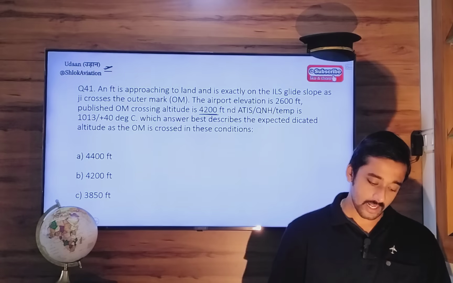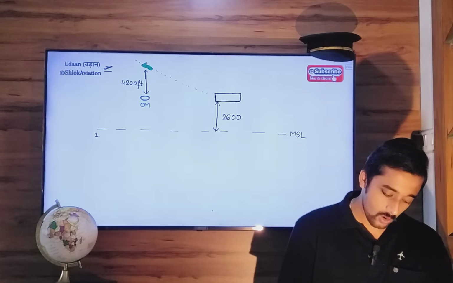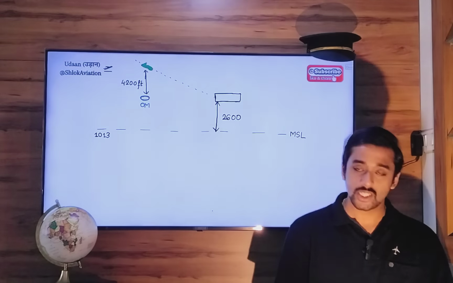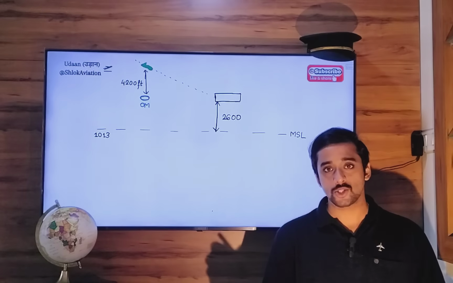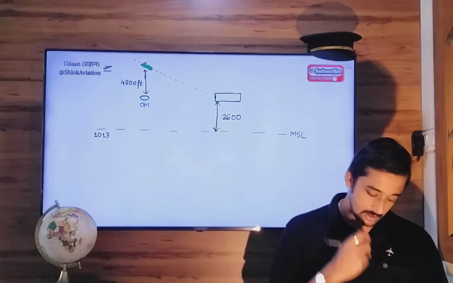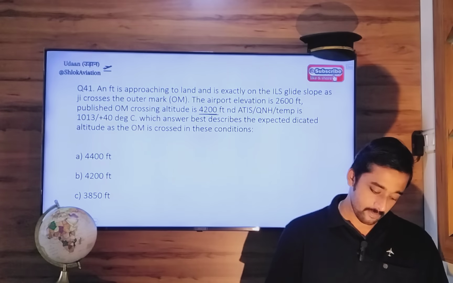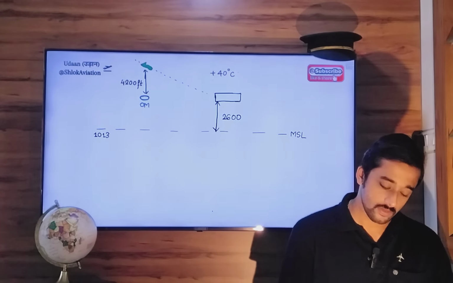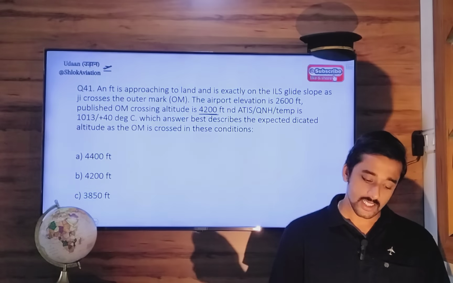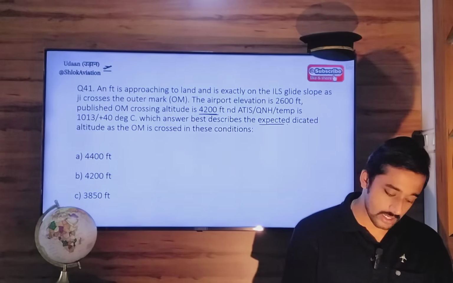QNH is 1013. QNH is nothing but atmospheric pressure, that is aerodrome pressure reduced to mean sea level. Okay, reduced to mean sea level. Outside temperature is very hot. It is plus 40 degrees Celsius. Which answer best describes the expected indicated altitude whenever the aircraft crosses the outer marker?